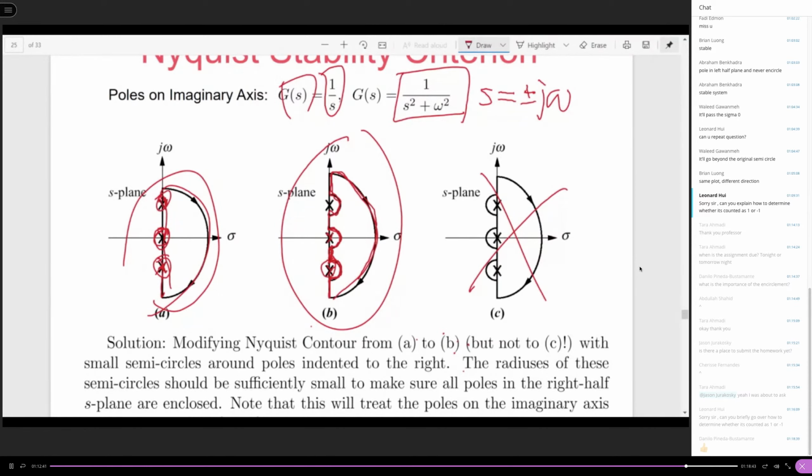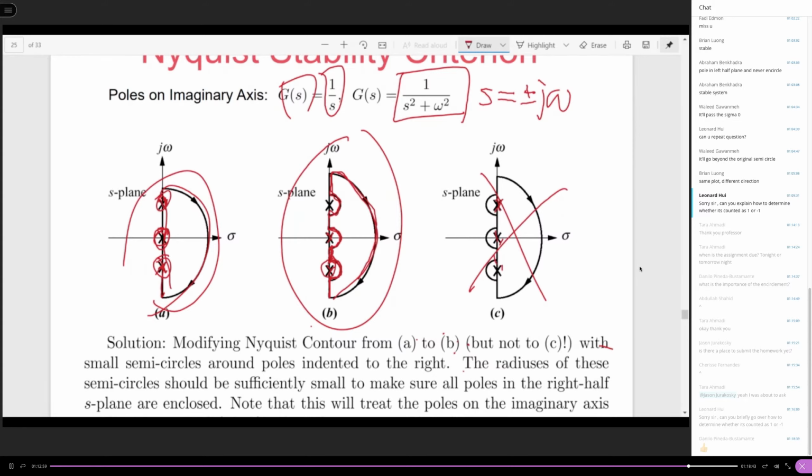It's oscillation, but it's bounded oscillation, so it is a stable one. Essentially, it's a stable one. If you use this modified contour, you're going to treat this pole as well. It's in the right half plane, so that is going to be the unstable one. You're going to distort the picture.